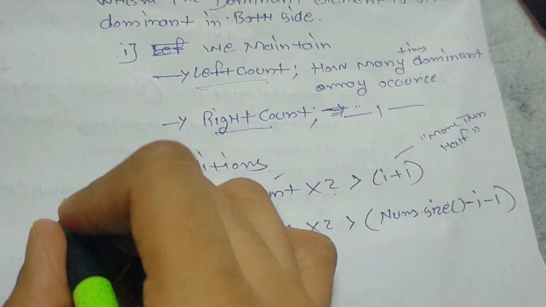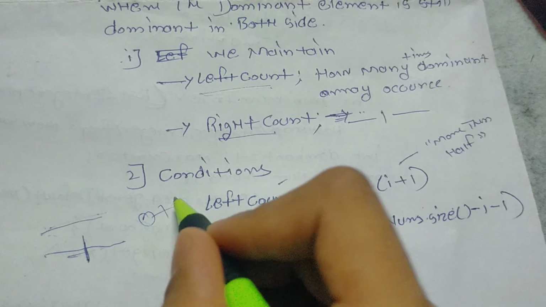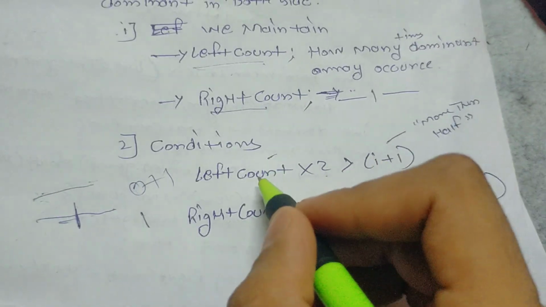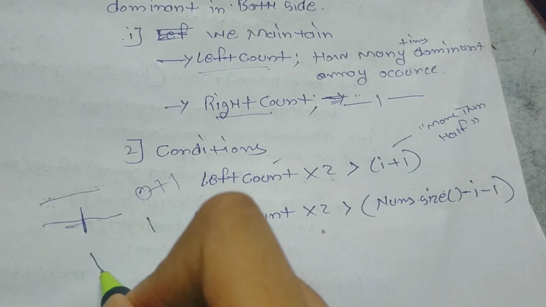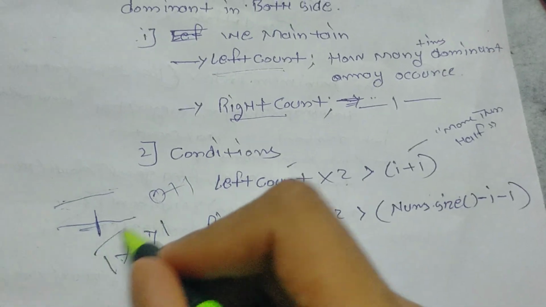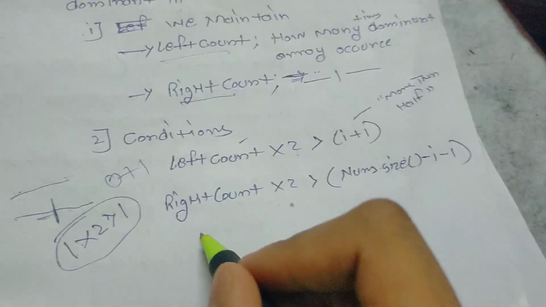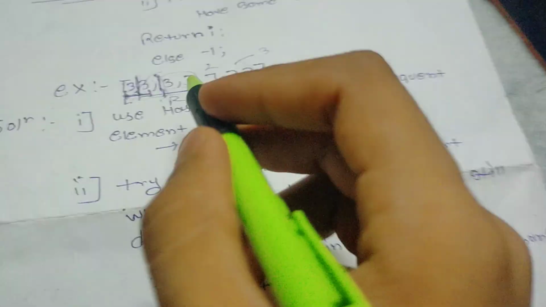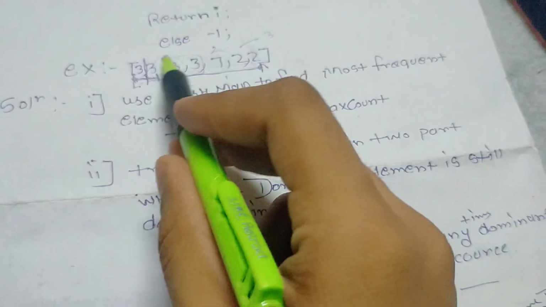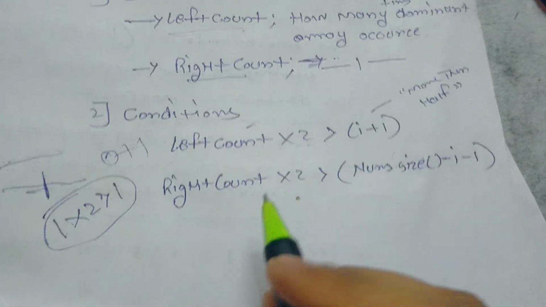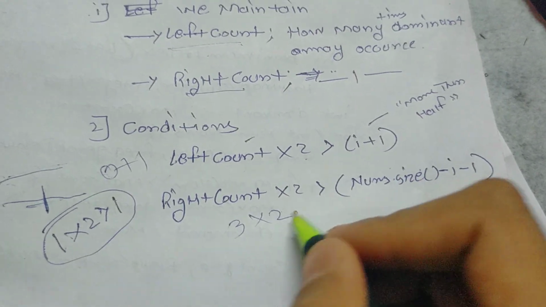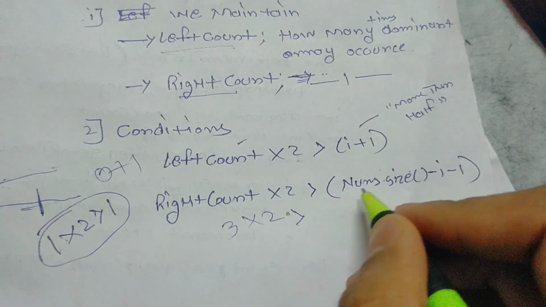If the length is 0, we add 1 and it becomes 1. And if the dominant element occurs 1 time, multiplying by 2 gives 2, which is greater than 1, right? So this is the valid one. Similarly here, the other elements occur 3 times and the dominant element also occurs 3 times. So let's see: if we multiply the right count, which is 3, by 2, is it greater than the num size?